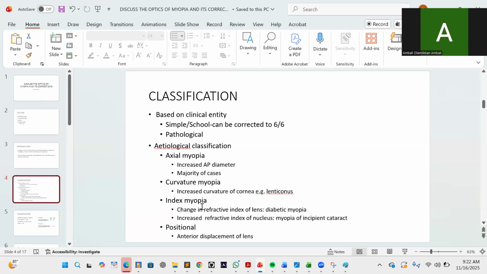When there's a gain in refractive index, like in diabetic myopia, in which there is swelling of the lens and then there's a myopic shift, that can also cause index myopia. Then you have positional myopia, which you will understand better when you get to the effectivity.